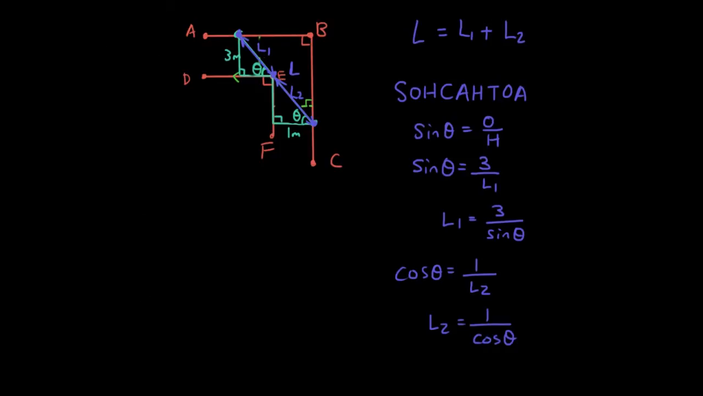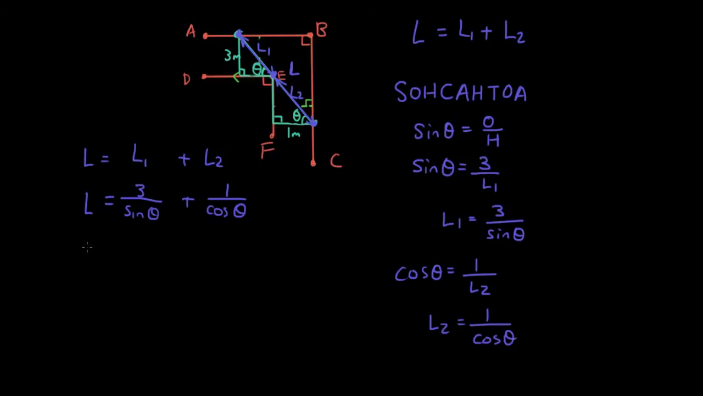So now let's go back to our expression for the total length of this purple line. The length is therefore equal to L1, which is 3 over sine theta, plus L2, which is 1 over cosine theta. Just to remind you, L equals L1 plus L2, where L1 is 3 over sine theta and L2 is 1 over cos theta. Okay, so let's try to differentiate it.